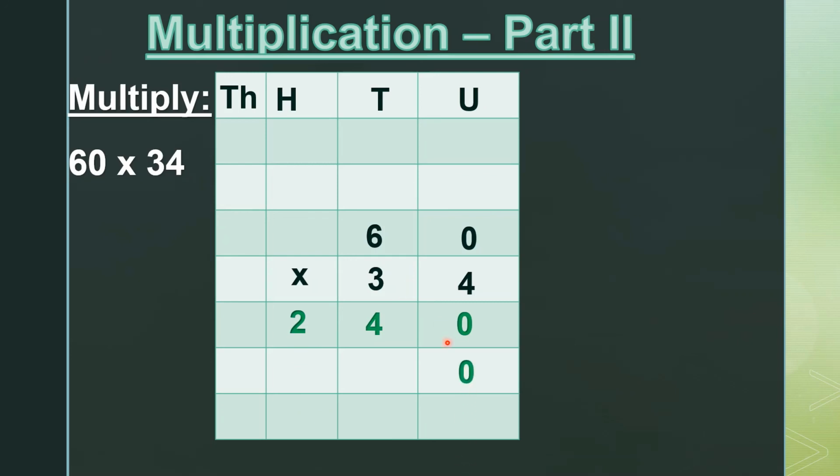Now multiply using 3. 3 zeros are 0. 3 sixes are 18. Now we add 0 plus 0, we get 0. 4 plus 0, we get 4. 2 plus 8, we get 10. 60 multiplied by 34, we get 2040.